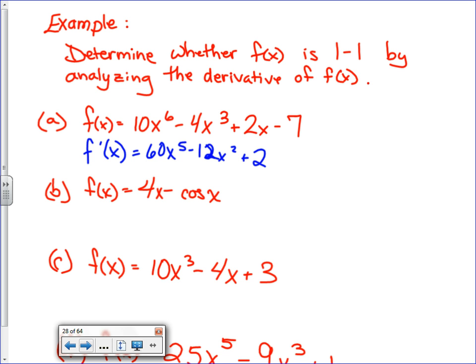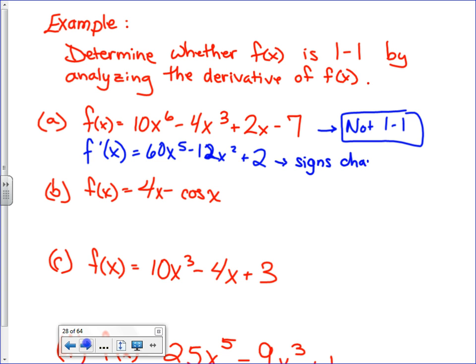Is it always one or the other? So therefore, f is not 1-to-1. Why? Because f prime's signs can change. Not always positive, not always negative, could sometimes be one, sometimes be the other.